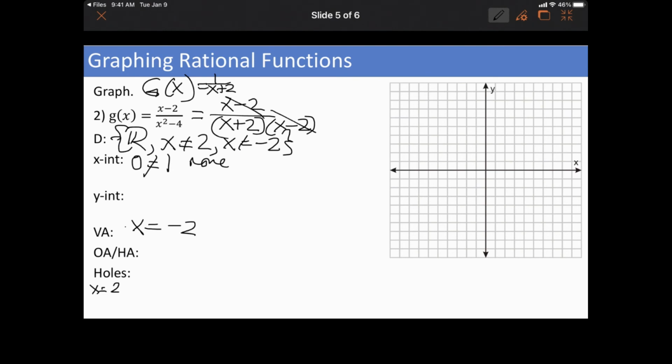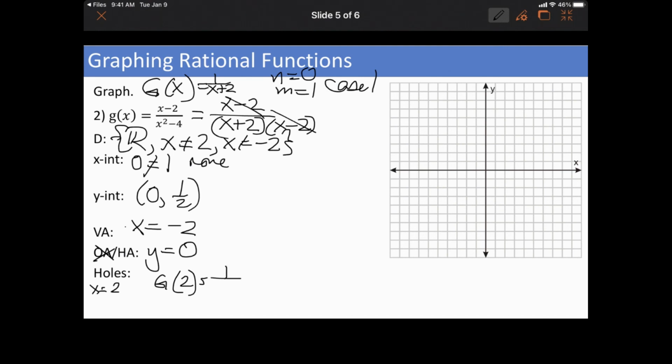Y-intercept, you set x to 0. So it's going to give you a half. So my n is 0 because there's no x in the top. M is 1. So that is case 1. So this is a horizontal asymptote of y equals 0. Okay, so then I have to find where that hole is at that point. So g of 2 is 1 over 2 plus 2, which is a fourth. So my hole is at 2 and a fourth.